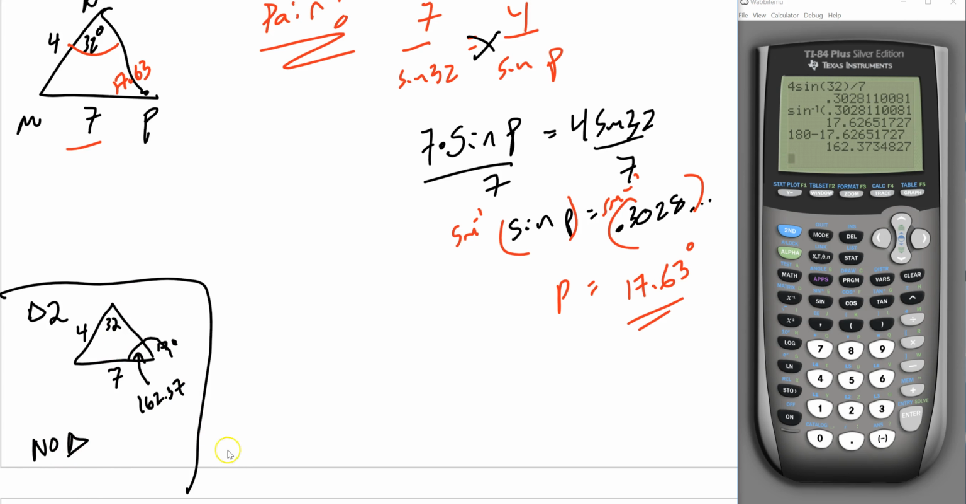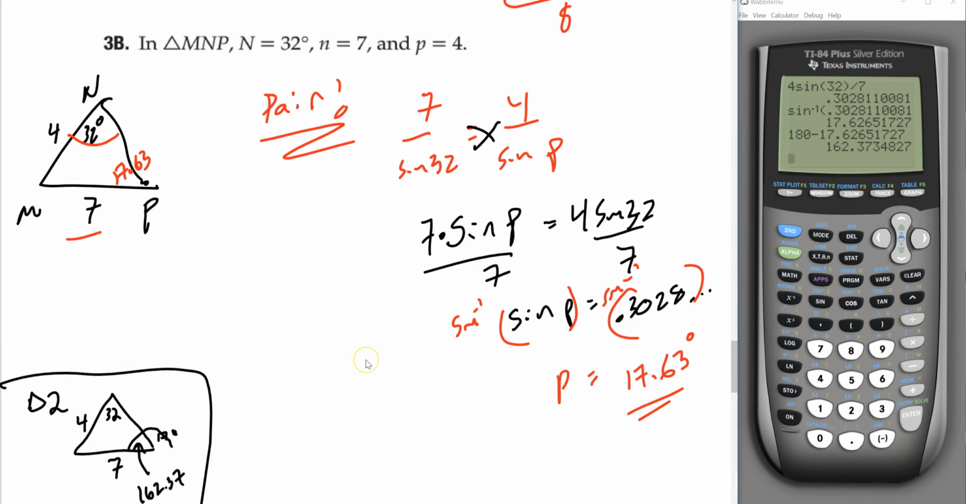So there's only one triangle here. No triangle 2, I should say. Way too big. I have an angle of 162 and I already have a 32 there. It's 194. It's too big, so I'm not going to be able to solve that. So again, that's how you tell if there's one or two triangles.